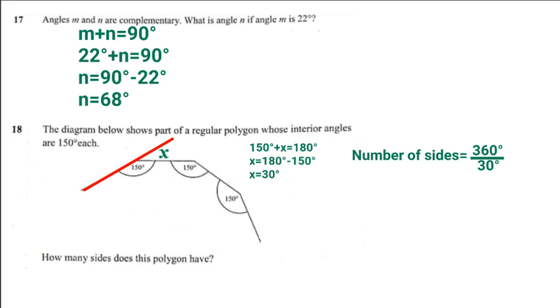You should also know that the number of angles is equal to the number of sides. So if we find the number of angles, that means we have found the number of sides. We divide 360 by 30, which gives us 12. It will be 12 sides. So this regular polygon has 12 sides.